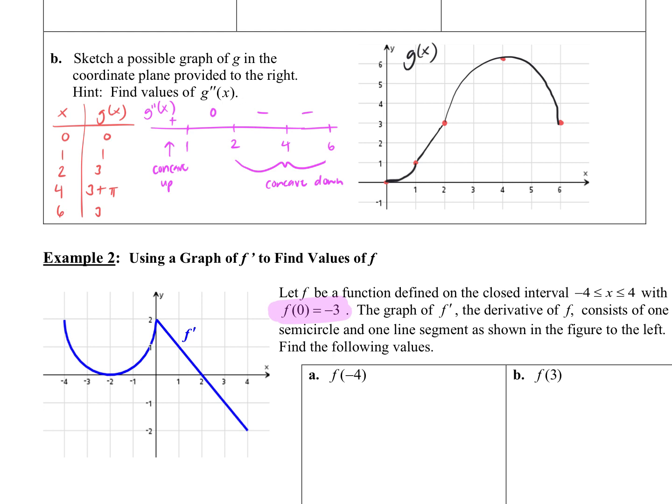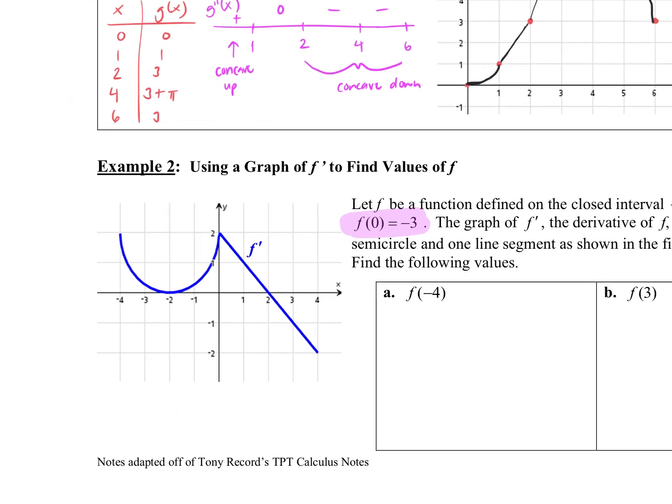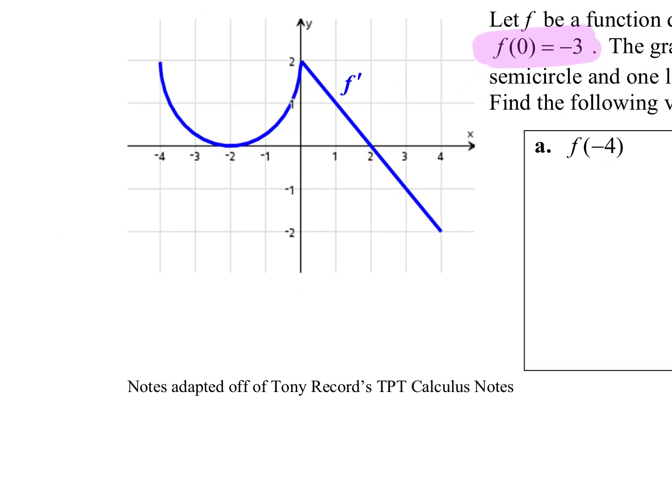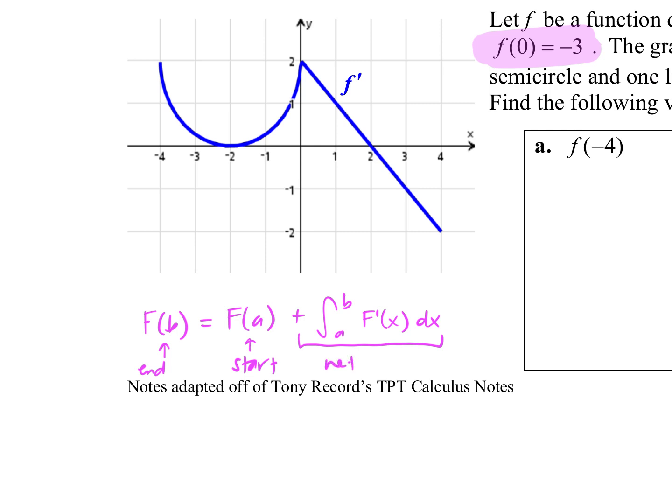On the bottom left of your page here, I'm just going to add in the formula from the previous page so that you have it on this page as well. Your formula is f of b, that's your end amount, is equal to f of a, which was your starting amount, plus the integral from a to b of f prime of x dx. This is what we call the net change between where you start and where you end.